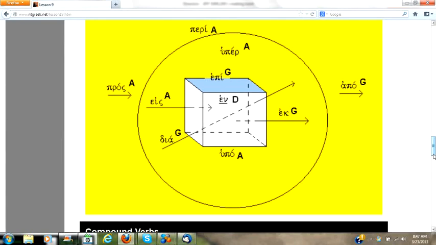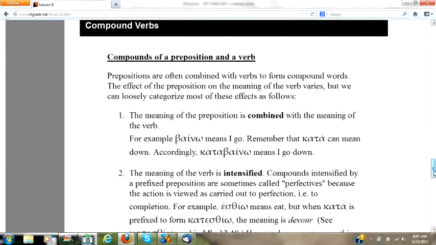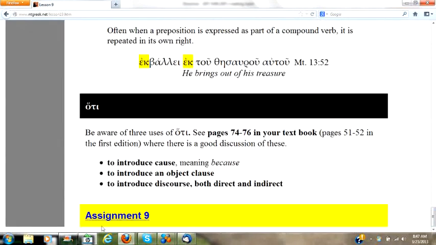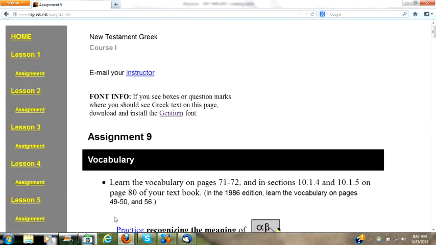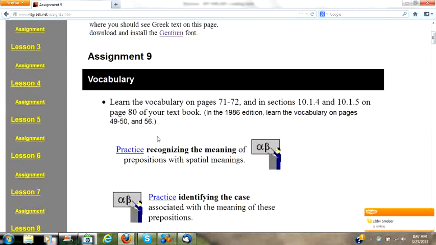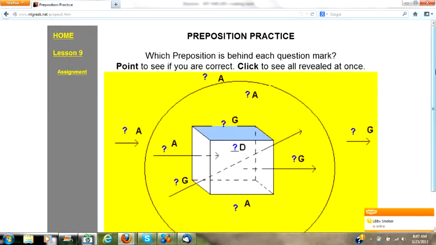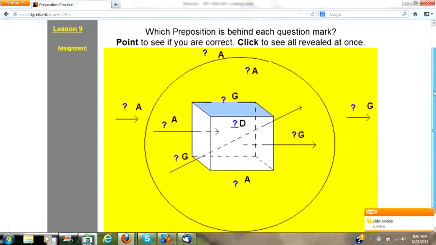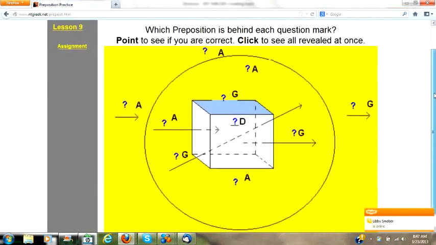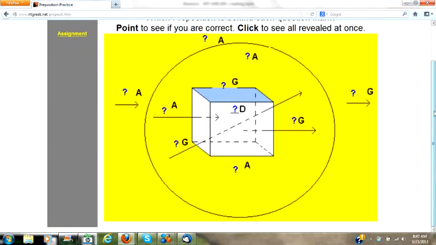You'll actually have a couple of practice pages where you'll have versions of this diagram. Let's go on and take a look at those. We go to the assignment page. Click on the word practice here. You'll see this diagram, but you'll notice the prepositions are obscured. Instead, you have a question mark.